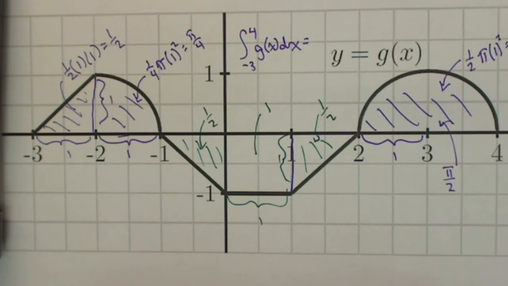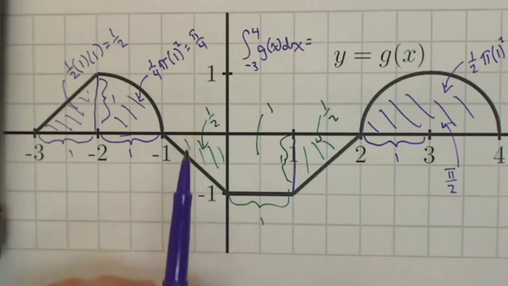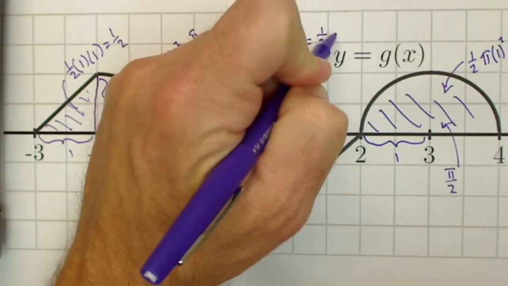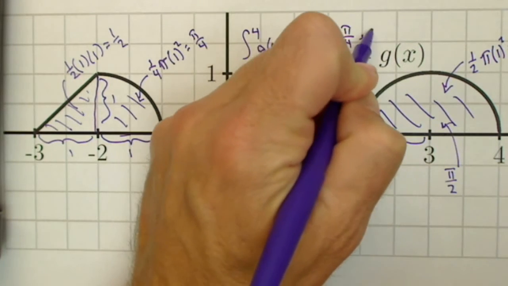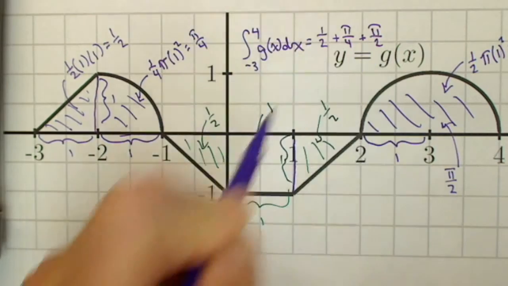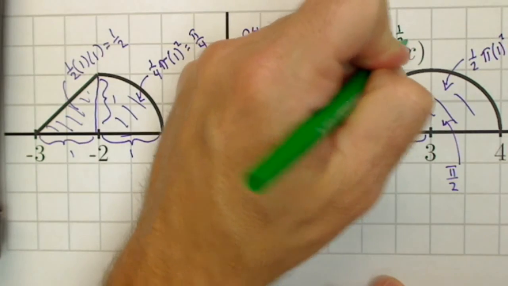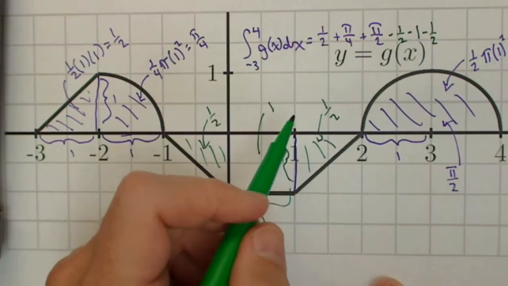Now, the last thing we need to take into consideration is which of these are positive and which are negative. Well, the reason I did them in purple for positive, green for negative. So I've got 1/2 plus pi over 4 plus pi over 2. And now I'm going to subtract off the greens: minus 1/2 minus 1 minus 1/2.